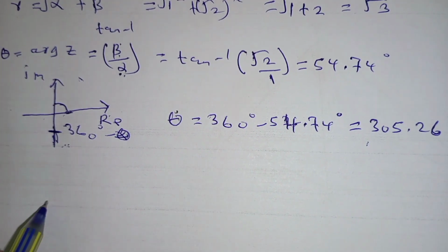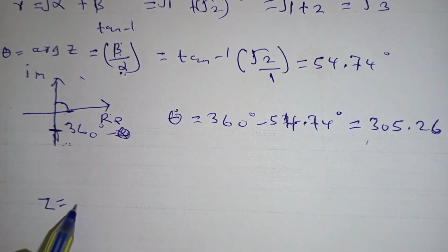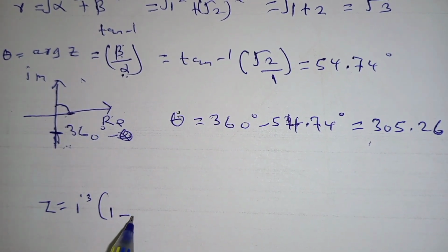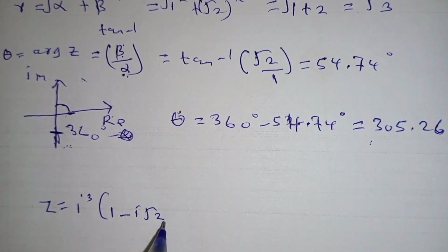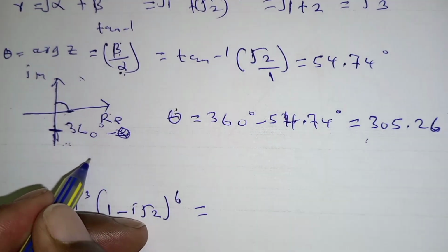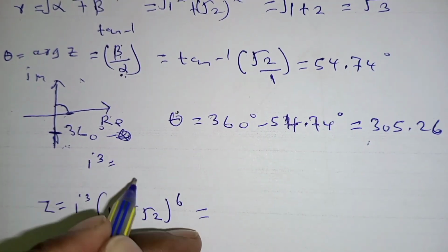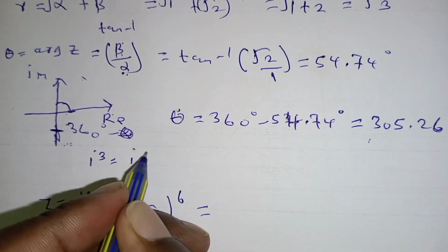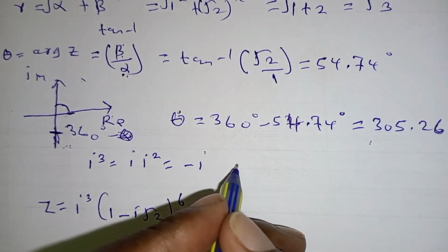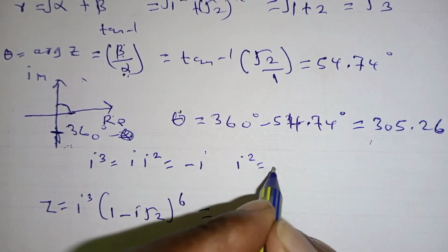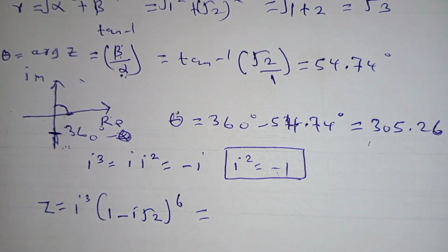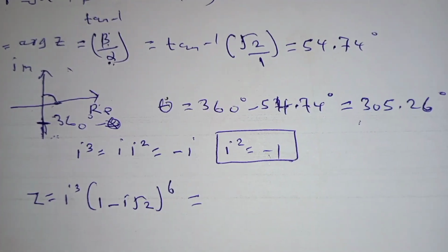Then we substitute those two parts. So z is equal to i cubed into bracket 1 minus i root 2 to the power 6 can be written as follows. Note also that i cubed can be written as i multiplied by i squared, which reduces to negative i, from the fact that i squared is equal to negative 1. This is the definition of a complex number. So we make those substitutions here.